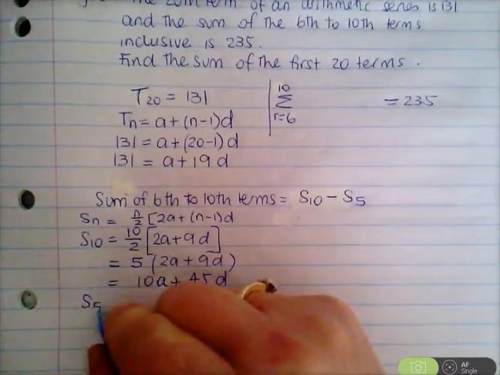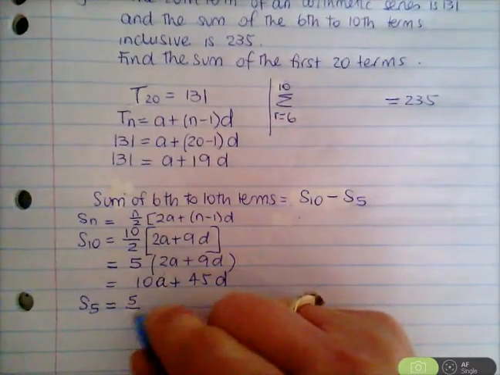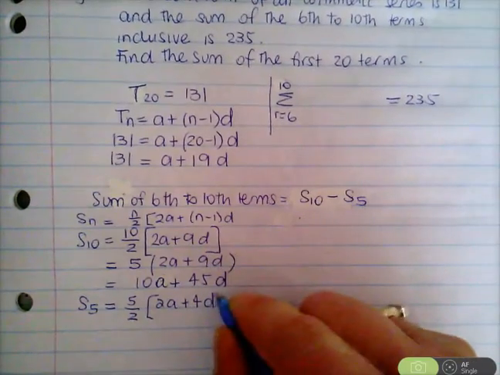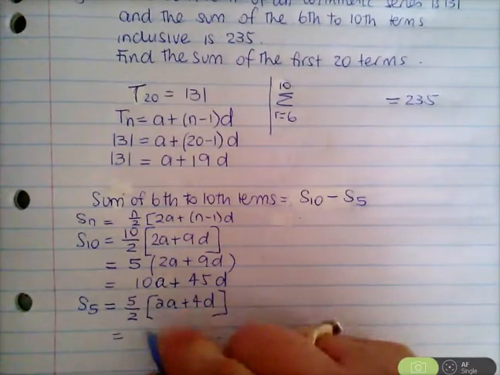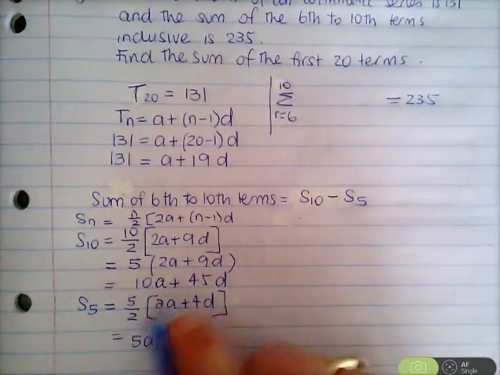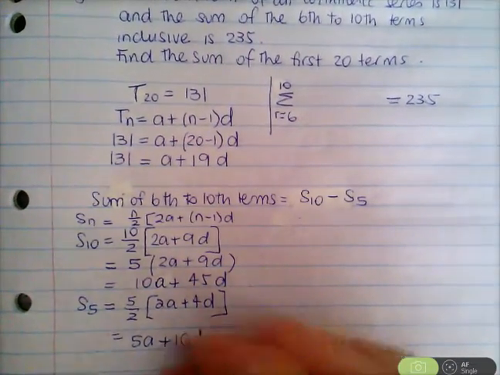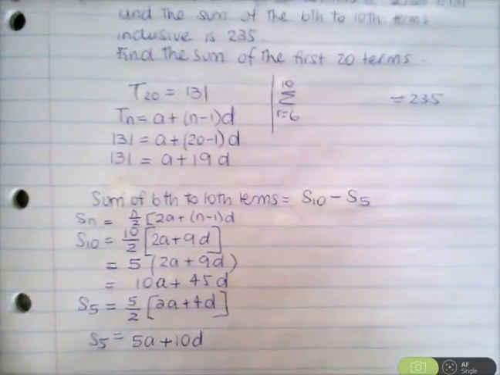Now the sum of the first 5 terms will be 5 over 2 (2a plus (5 minus 1)d), which is 4d. And just multiplying through, we'll get 5a, because the 2's cancel here, and we'll get plus 10d. So that's the sum of the first 5 terms.